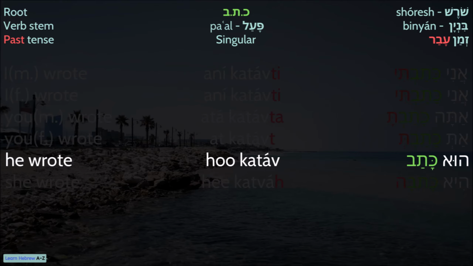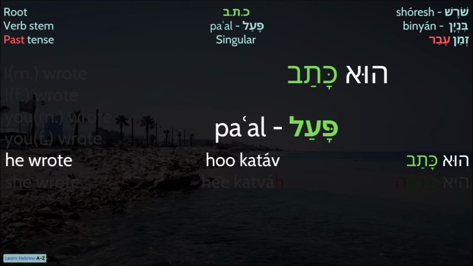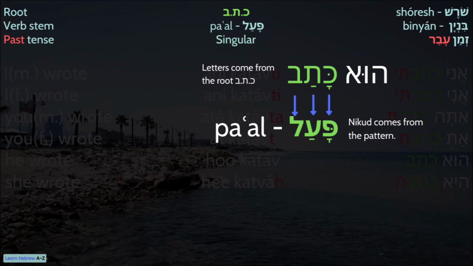Before we continue, notice how the third person masculine singular form is identical to the stem form, except the letters, of course. What is happening here is that the root letters are replacing the stem letters, so instead of paal, we get Katav. The nikud stays the same. The stem letters are placeholders, so you can always use different root words to replace the stem placeholder letters to get new words.